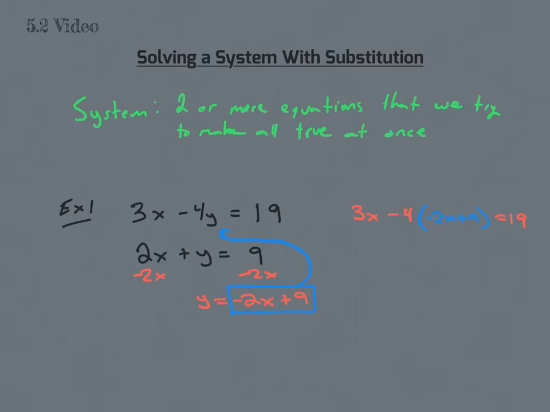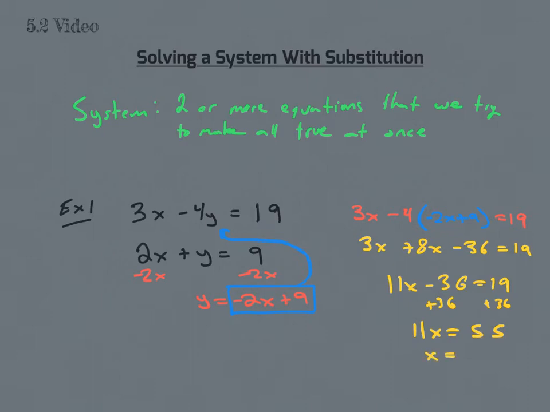So now I can go ahead and solve that. I get 3x plus 8x minus 36 equals 19. Here I get 8x plus 3x is 11x, minus 36 equals 19. Let's add 36 to both sides. I get 11x equals 55. Divide by 11, I get x equals 5. All right, so there's one big answer, x equals 5. I've now found the x value.